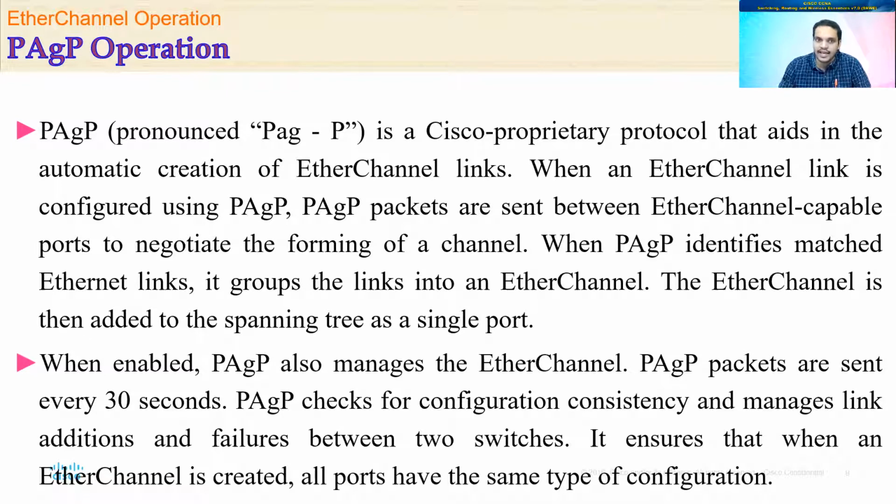The Ether channel is then added to the spanning tree as a single port. You remember, spanning tree looks at ports, root port, designated port, all those things. So when an Ether channel is created, that interface is presented to the spanning tree. It looks at it as only a single port.